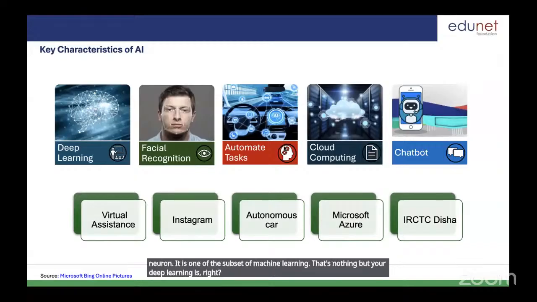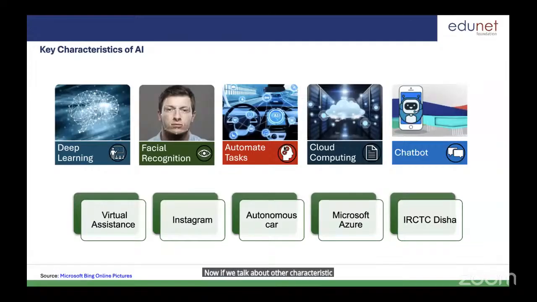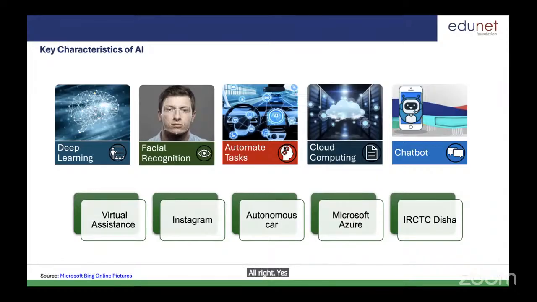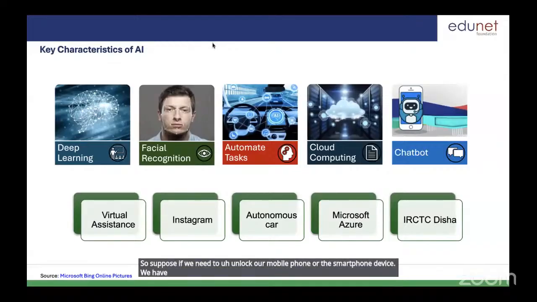Now, if we talk about another characteristic, we have facial recognition. You might have seen a lot of places where facial recognition is being used. Yes, biometric, exactly. Good. Screen lock. Yes. So nowadays we have that general term, right? Suppose we need to unlock our mobile phone or smartphone device, we have set up the facial recognition system. So once our face is detected, your mobile phone gets unlocked, right?